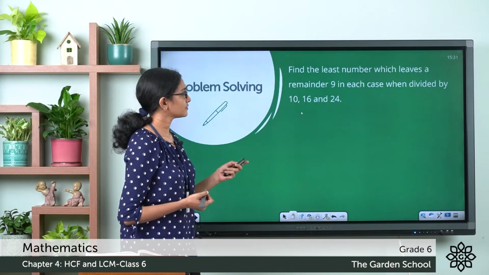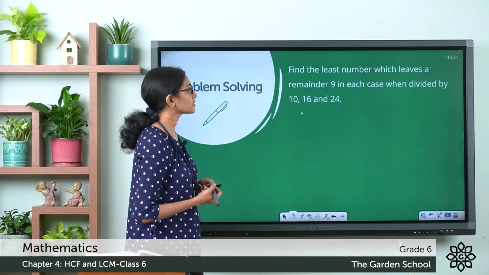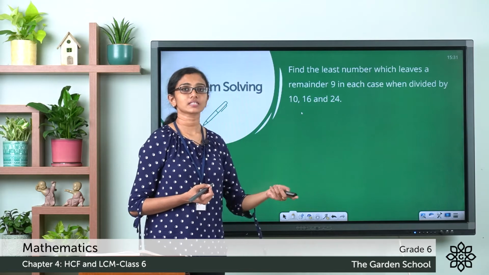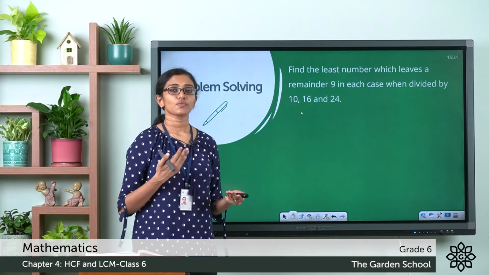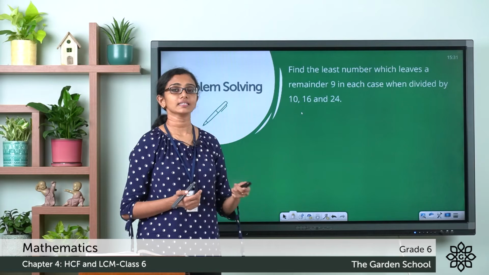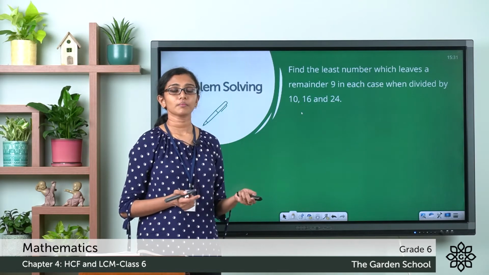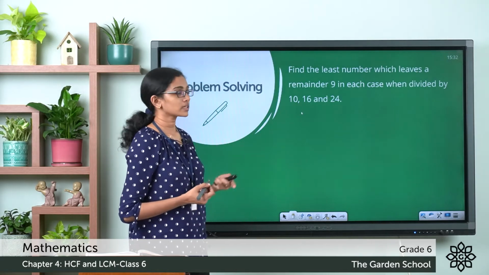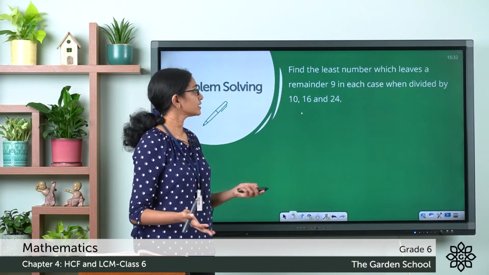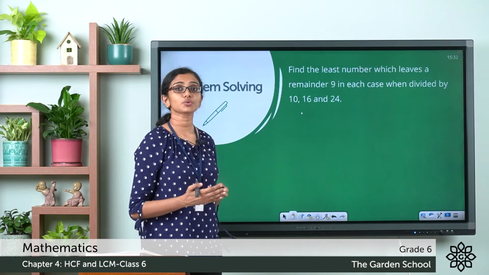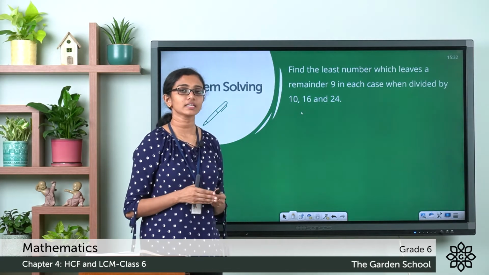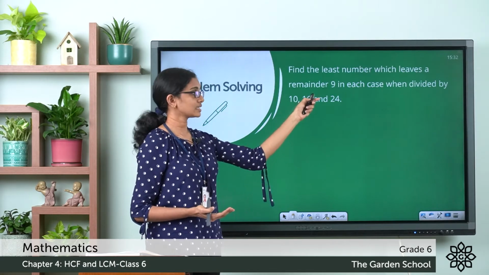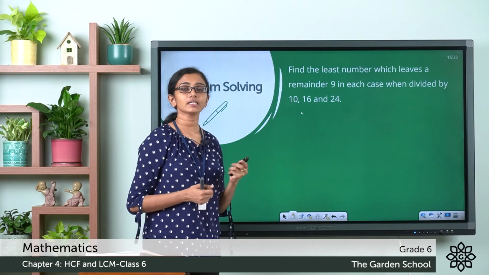Look at the question here. Find the least number which leaves a remainder 9 in each case when divided by 10, 16 and 24. So for a number to be divisible by another number, the first number has to be a multiple of the second number, right? So if you are talking about a number which you can divide by 10, it means it should be a multiple of 10. And here it is said that when you divide by each of the numbers here, that is 10, 16 and 24, you get a remainder 9.